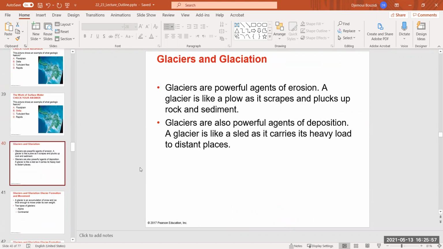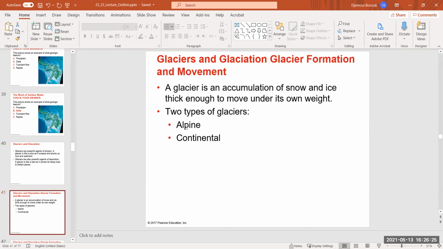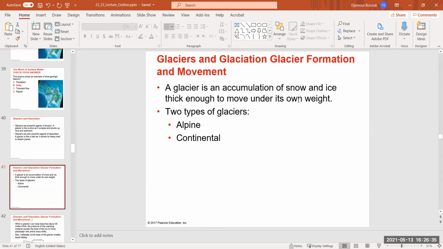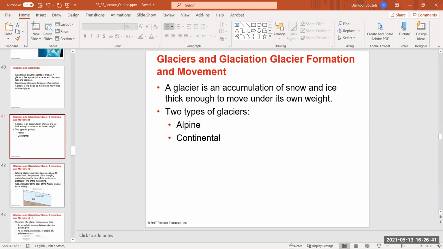Glaciers are also powerful agents of erosion. A glacier is like a plow as it scrapes and plucks up rocks and sediments. That's because there's a big amount of ice that is usually sitting on top of the rock. And the more you have of it, the more susceptible it is to move, and with it, it's also going to carry deposited materials. So there are two types: alpine, near the mountains, and continental, in the middle of the lands. Okay. So you actually need the great weight of a lot of snow, and it's going to move under its own weight because of gravity.